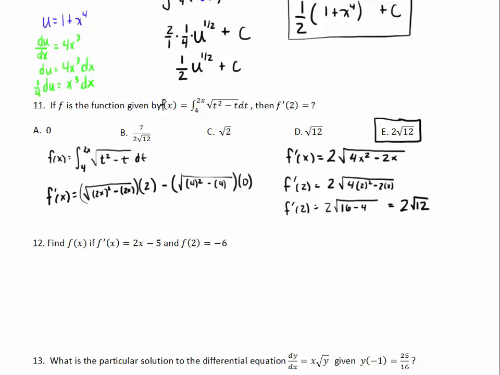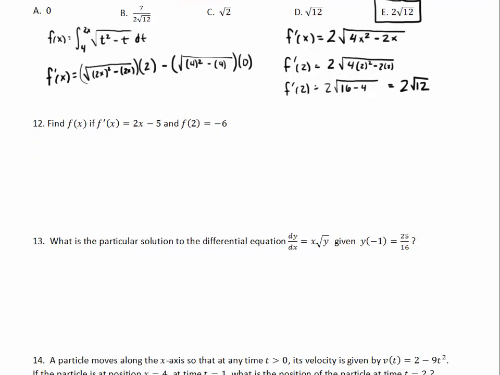All right, let's take a look at problem number 12. It says find f of x, if we know that the derivative is equal to 2x minus 5, and we know that if we plug in 2 into our original function f, we get out negative 6. So it looks like we were working backwards. We are starting out with the derivative. We want to find the original function f, so we want to take the antiderivative. So we want to integrate.